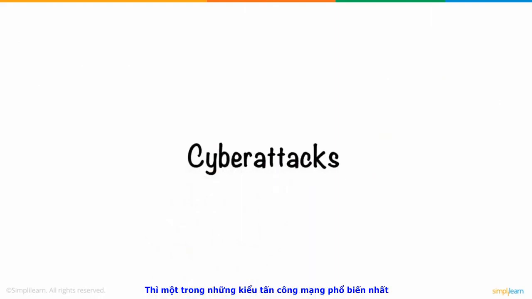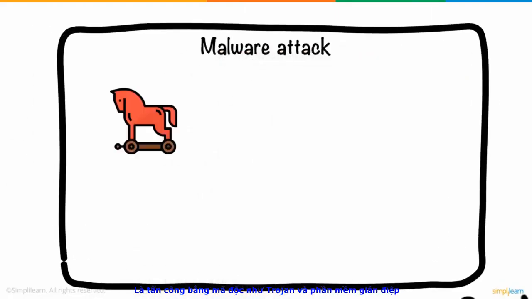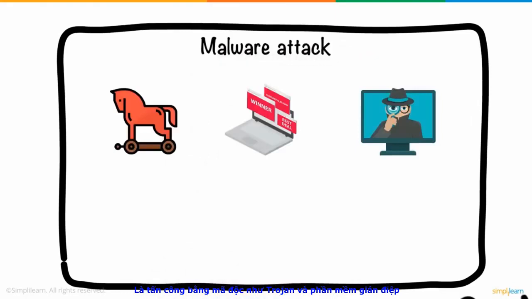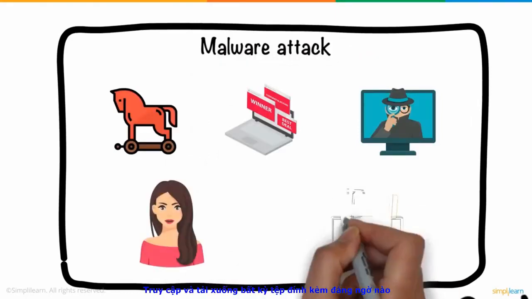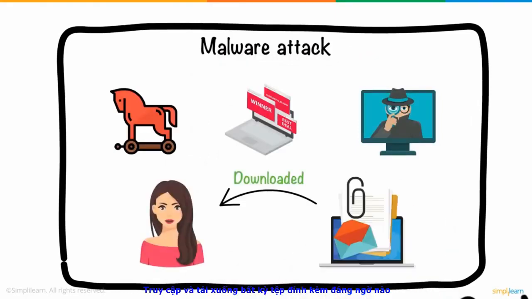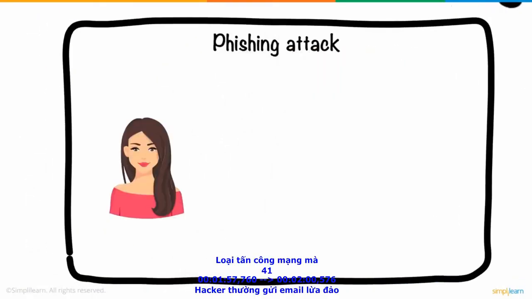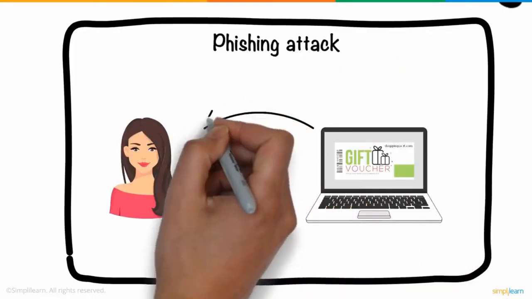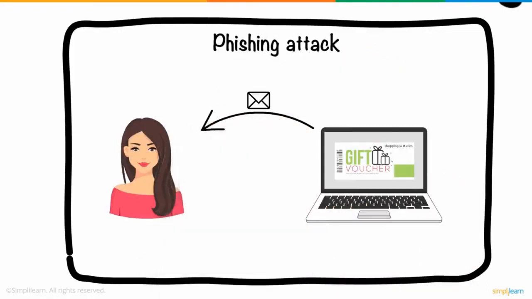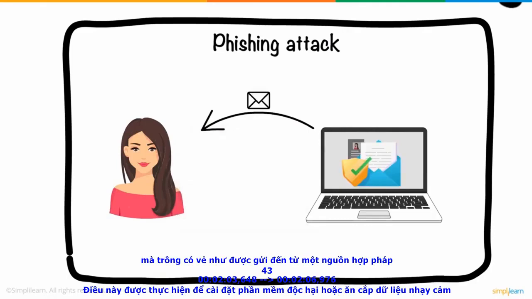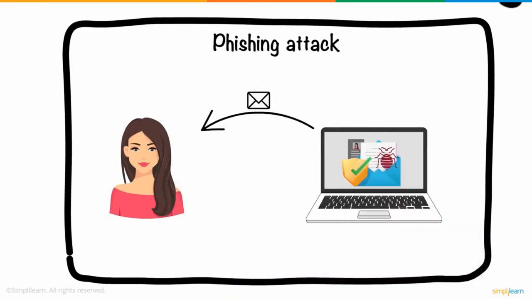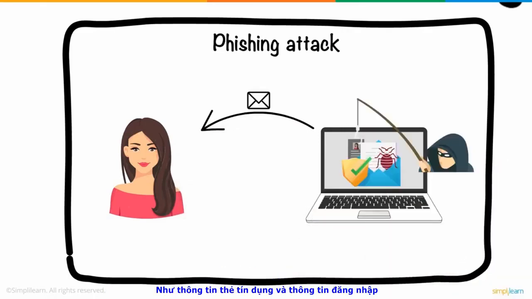One of the most common types of cyber attacks is a malware attack like Trojan, adware, and spyware, to name a few. Had Anne downloaded any suspicious attachments online, her system could have gotten corrupted by certain malicious viruses embedded within the attachments. Next is a phishing attack, the type of cyber attack which Anne experienced. Here, the hacker usually sends fraudulent emails, which appear to be coming from a legitimate source. This is done to install malware or to steal sensitive data like credit card information and login credentials.